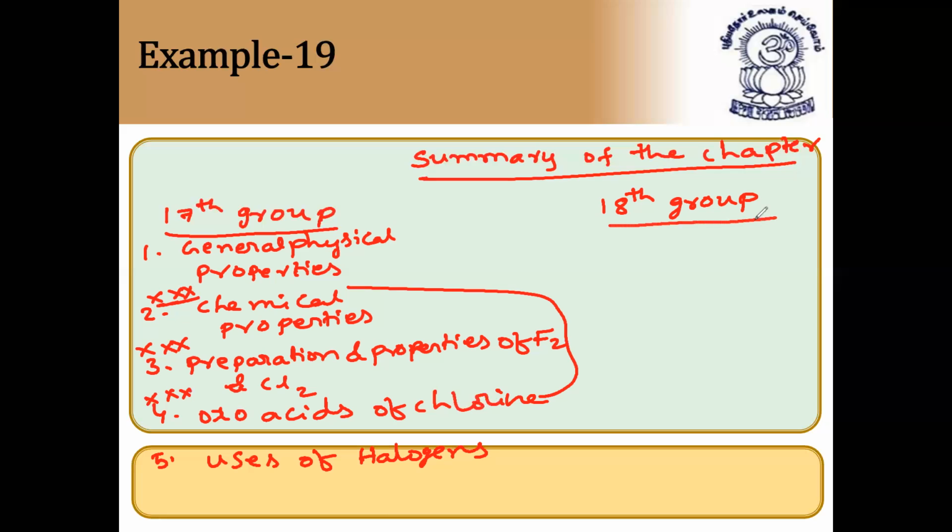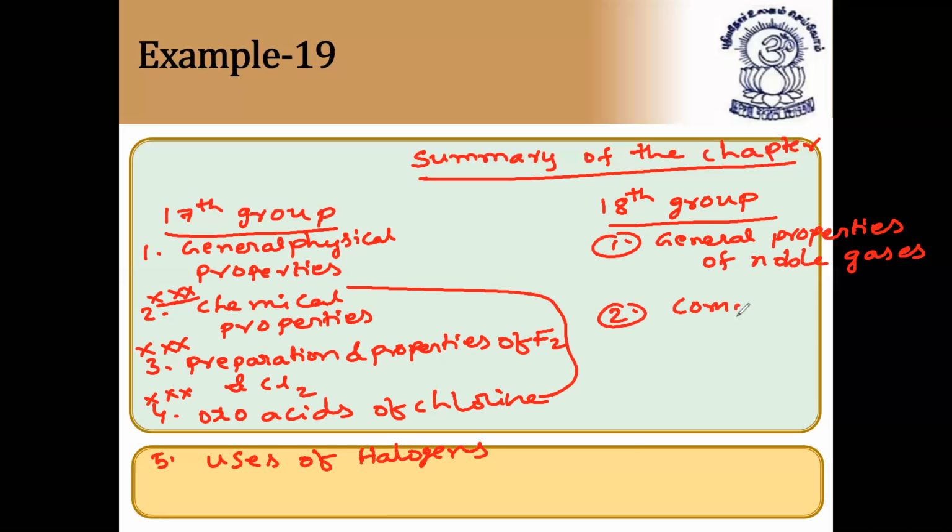Next, coming to 18th group. In 18th group, what you have studied: simply general properties of noble gases. Next, second one, compounds of xenon. Very, very important reactions. All the reactions are important, that is hydrolysis of xenon difluoride, hexafluoride, tetrafluoride, and so on. All the reactions are important.